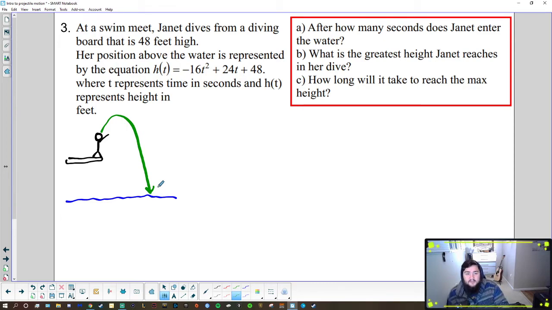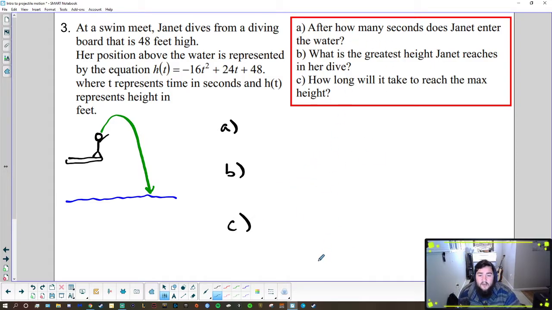So we need to answer three things. After how many seconds does Janet enter the water? What is the greatest height Janet reaches? And how long will it take to reach the max height? So we have three things to figure out here: A, B, and C. So first, how many seconds until Janet enters the water?